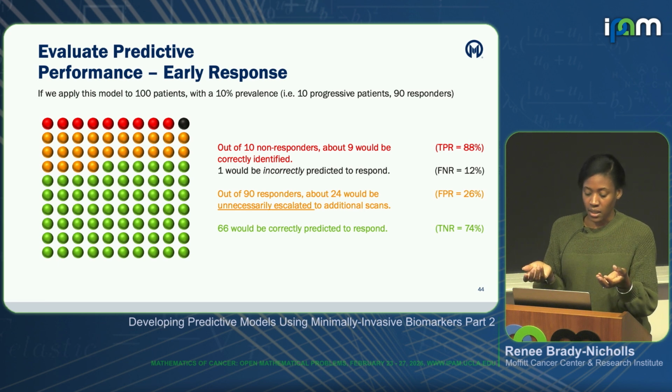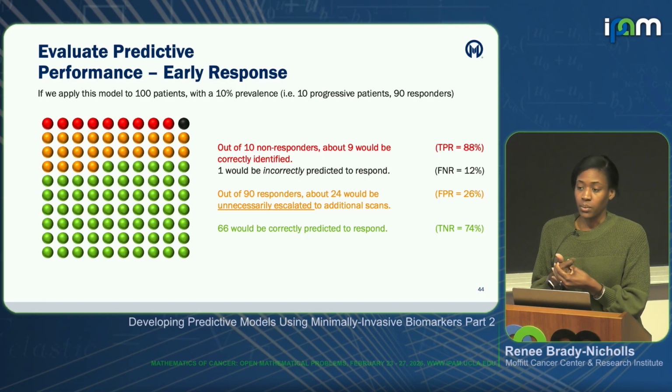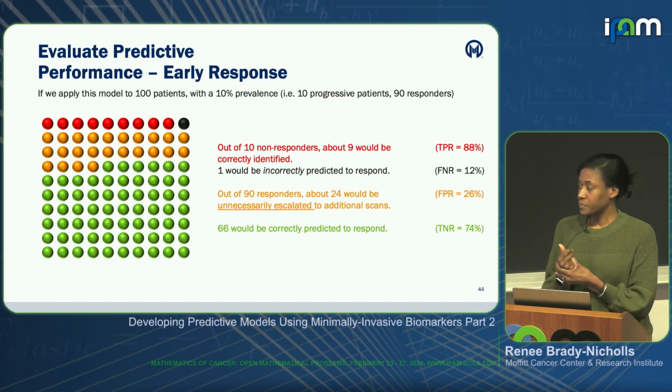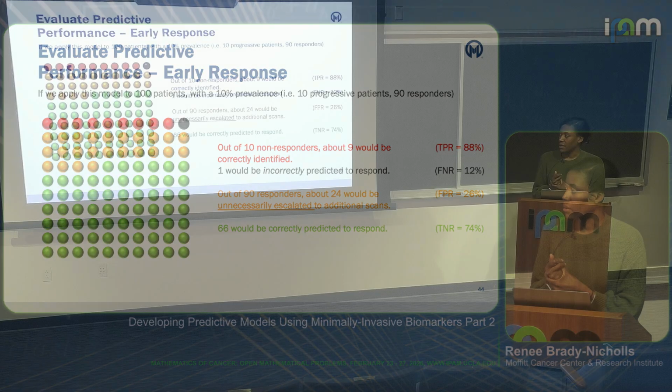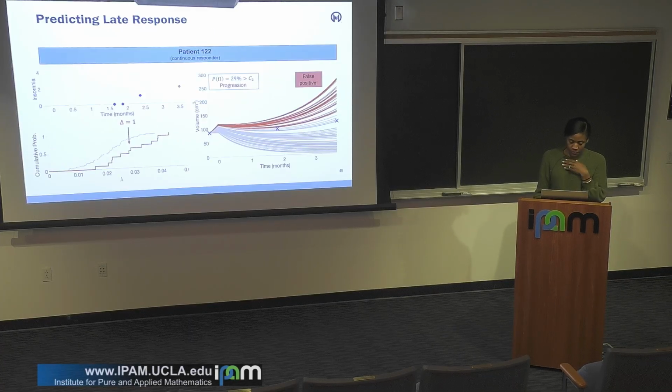And then out of our 90 responders, about 24 would be unnecessarily escalated to additional scans, but 66 would be correctly predicted to respond. Okay. So we're doing better than we were before without insomnia. Now, when we look at the late response, it changes a little bit.